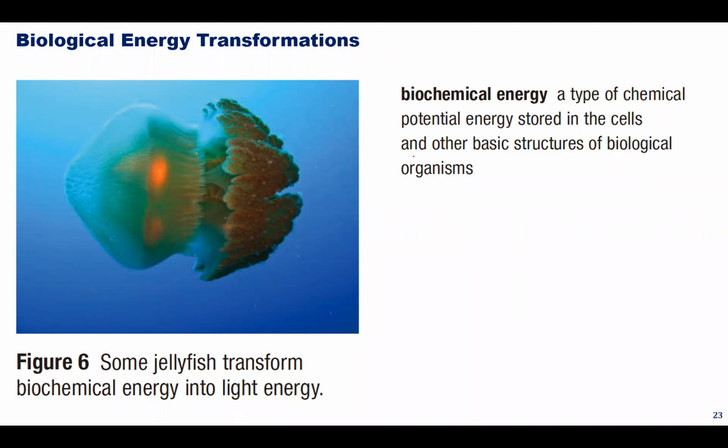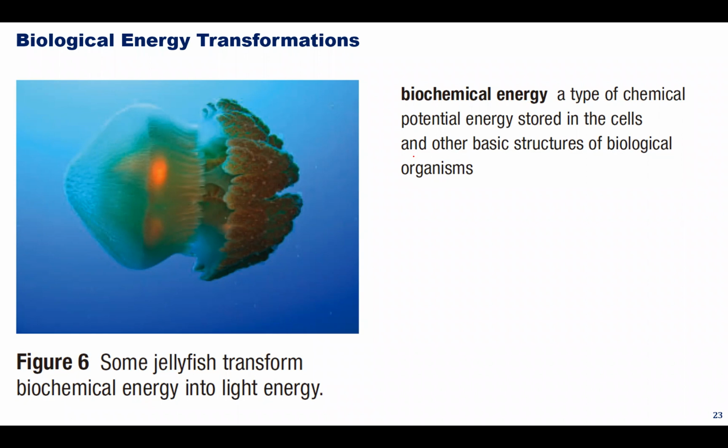Many biologically important energy transformations involve chemical energy. Biochemical energy is energy stored in the cells of organisms and is used to perform all life processes. Green plants produce biochemical energy during photosynthesis. Every time you blink your eyes, raise your arm, or move muscles, you transform biochemical energy stored in your body to mechanical energy that enables you to move.